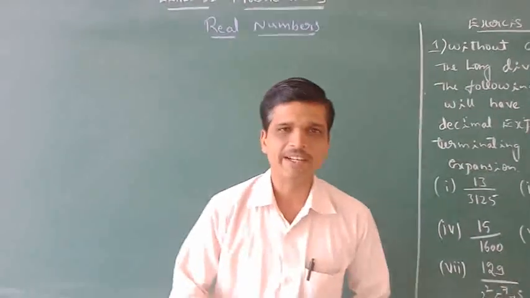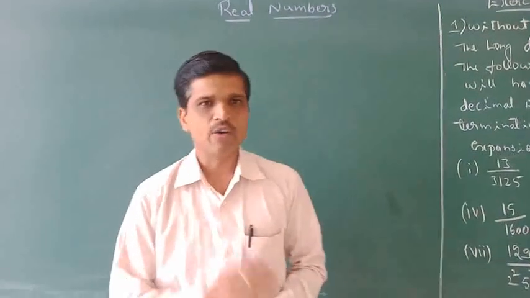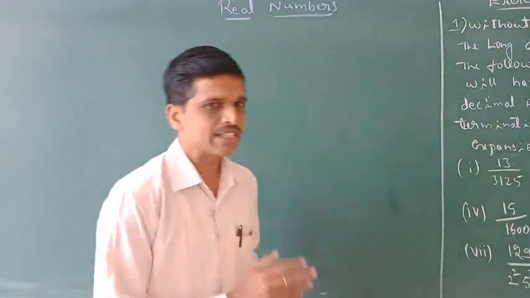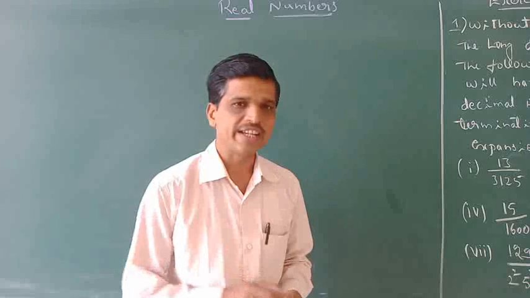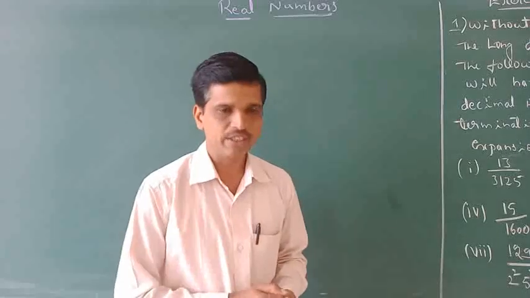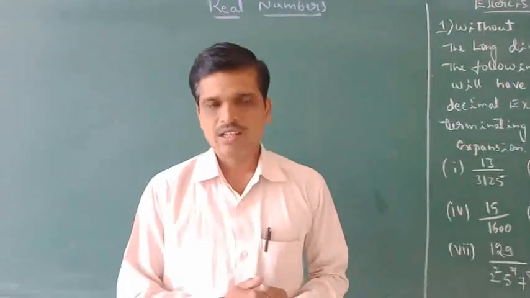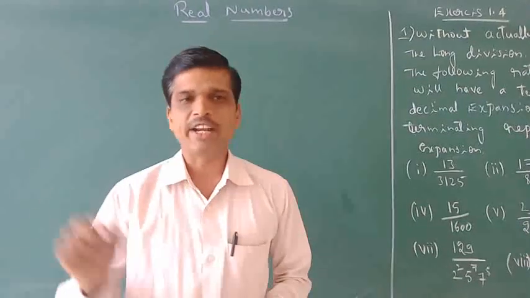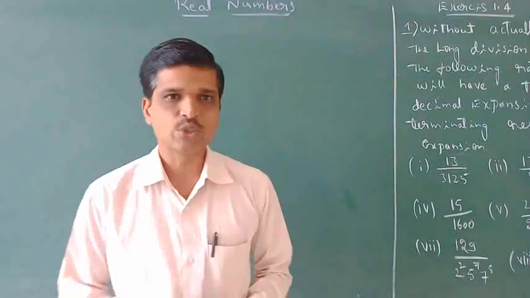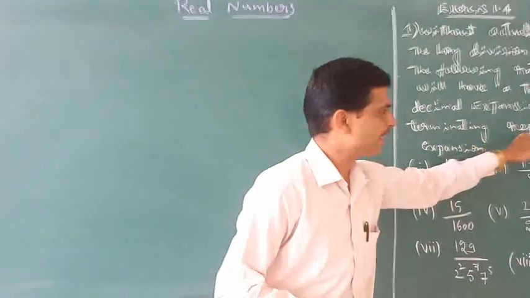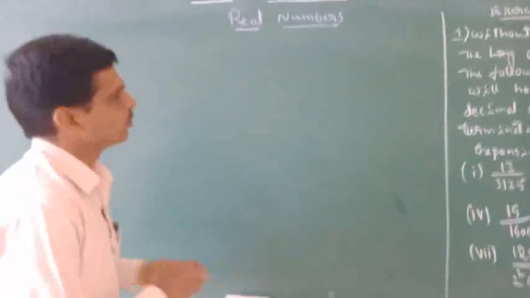Once again, remember the definitions of terminating and non-terminating that I explained in the previous video. Terminating means a decimal expansion which contains a finite number of digits after the decimal point. What do you mean by non-terminating decimal expansions? It is a decimal number which contains an infinite number of digits after the decimal point, but the digits may be repeated. That is why it is known as non-terminating, repeating or recurring. Here all are rational numbers. Now let us solve one by one.